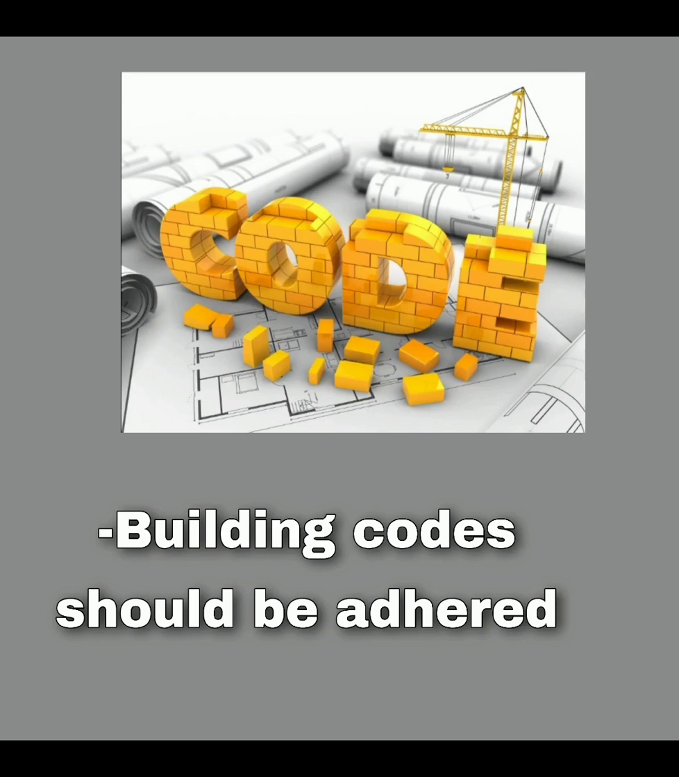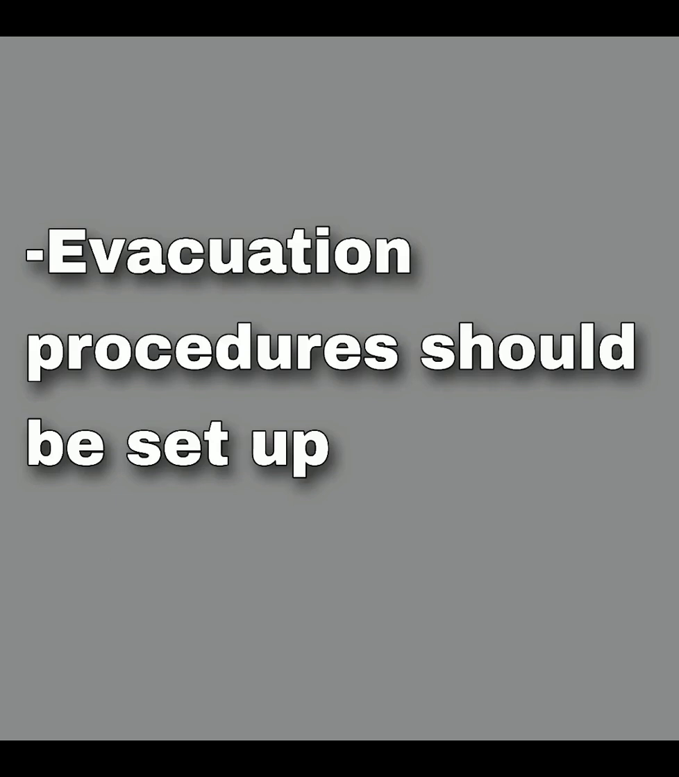Next, building codes should be adhered to, which means building codes should be followed. Building codes are rules from the government that a building you construct should be safe against hazards like floods, earthquakes, or landslides. Next, we have evacuation procedures should be set up. So, the evacuation procedure should be ready, so you know what to do if you are in the middle of a disaster, or where you should go.